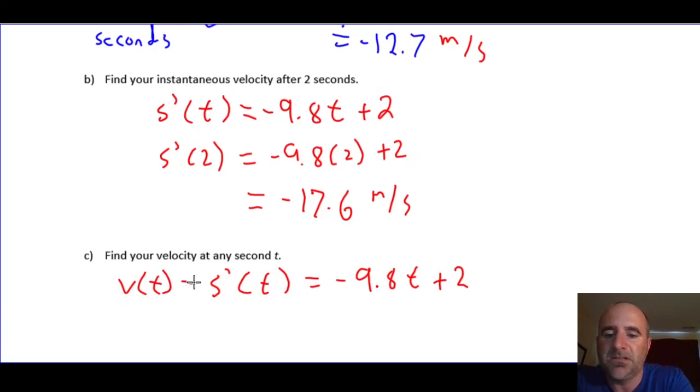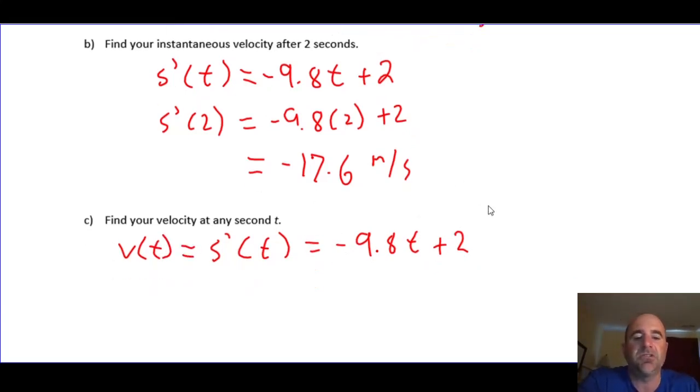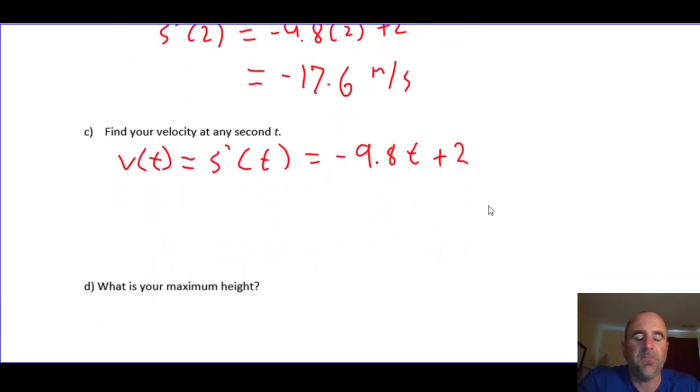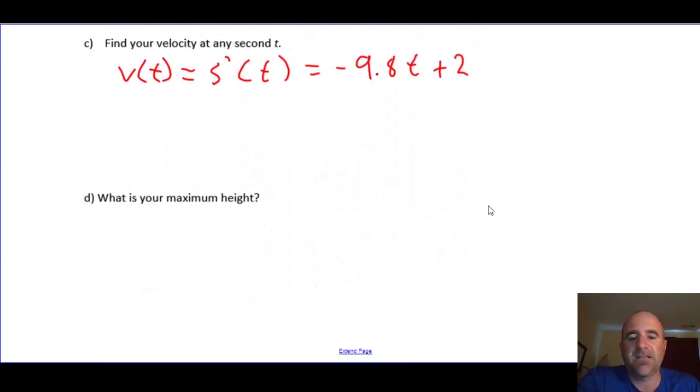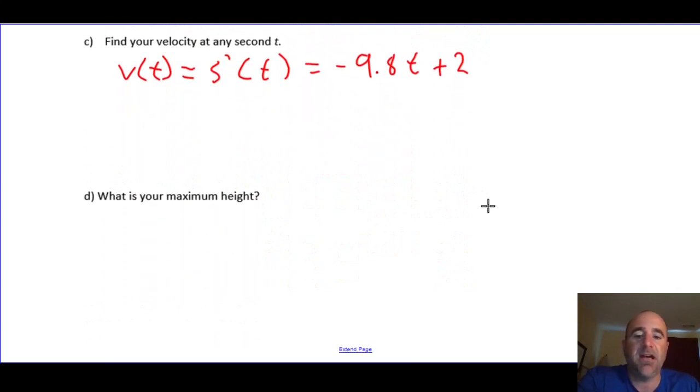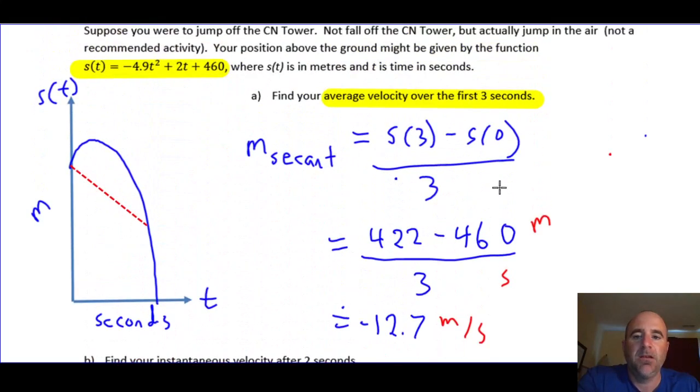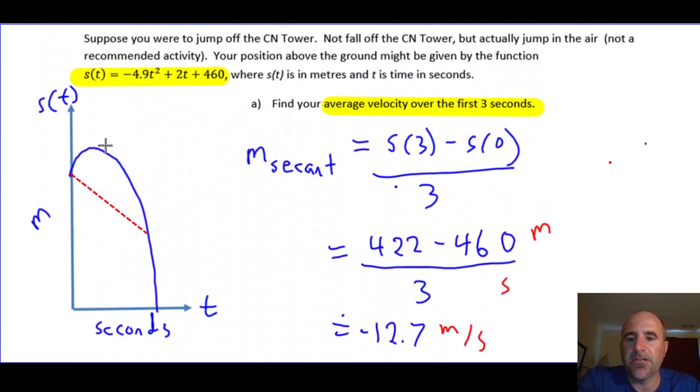So v of t is equal to s prime of t, which is negative 9.8 t plus 2. What about your maximum height? What is that? Well, we've talked a little bit about turning points. We know that there is a turning point right here, where the tangent line at that turning point has to be 0. The slope of the tangent has to be 0.